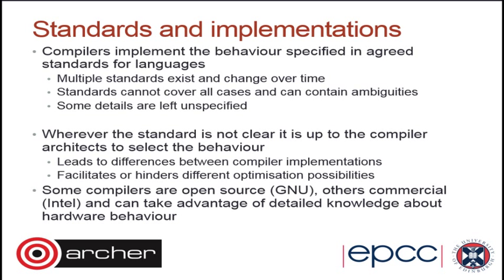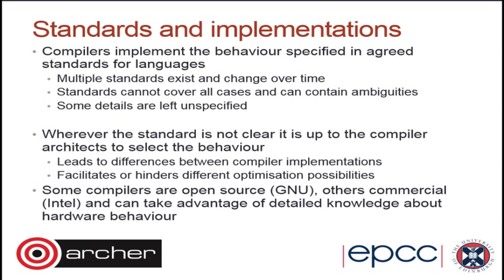But also it gets much murkier than that, because programming languages are defined by standards. So for instance, we have Fortran 77, Fortran 90, Fortran 2003, Fortran 2008. So different versions of that language in these standards. And with C, for instance, we have C90, C99, and others. And what the compiler writers do is they take the standard and they implement the standard. But unfortunately, these standards are not perfect.